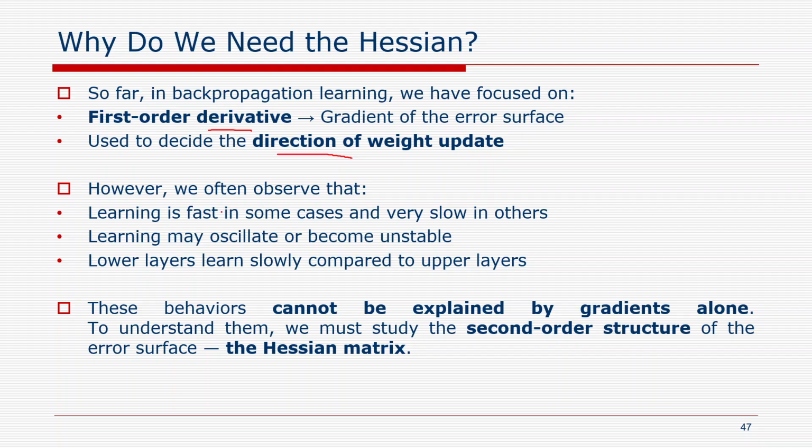However, we observe that learning is fast in some cases and very slow in others. Learning may oscillate or become unstable. Lower layers learn slowly compared to upper layers. Now, these behaviors cannot be explained by the gradients alone. To understand them, we should study the second order structure of the error surface, that is the Hessian matrix.